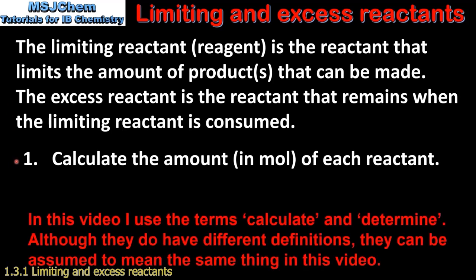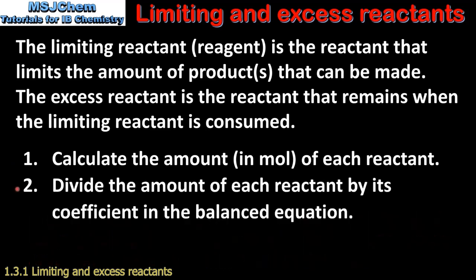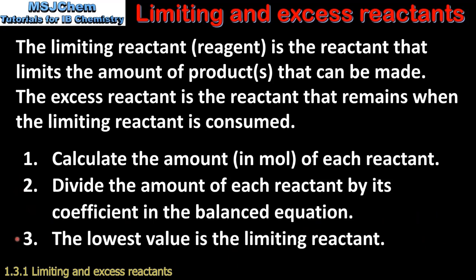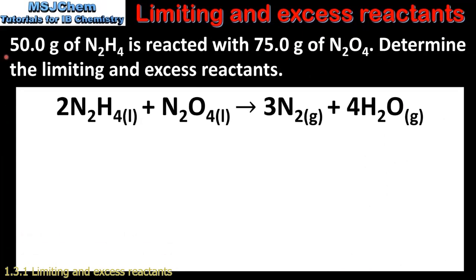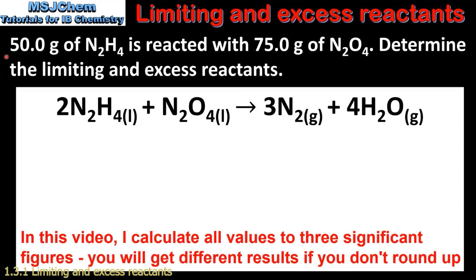Next, we look at 3 steps to calculating the limiting reactant. The first step is to calculate the amount in moles of each reactant. The second step is to divide the amount of each reactant by its coefficient in the balanced equation. And after dividing, the lowest value is the limiting reactant. In our first example, 50 grams of N2H4 is reacted with 75 grams of N2O4. Determine the limiting and excess reactants.